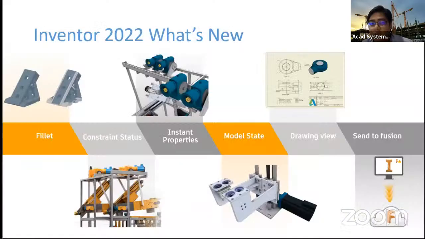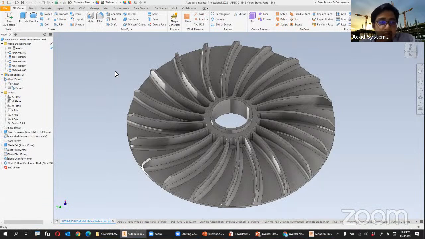So the next update on the Inventor 2022 that I would like to share with you is the model state. So there are large things that have been added over here. So let me share with you back. Right. So the model state is almost similar to the level of details. So we can say that it replaces the level of details.